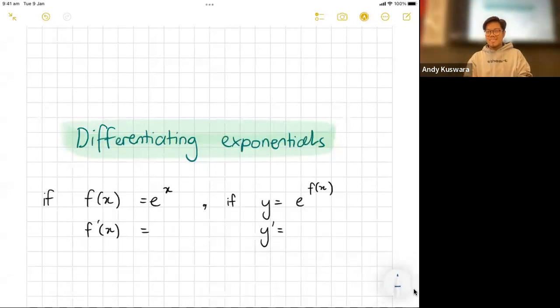Okay, so what we're going to do today is differentiating exponentials. I touched on this in the last video.